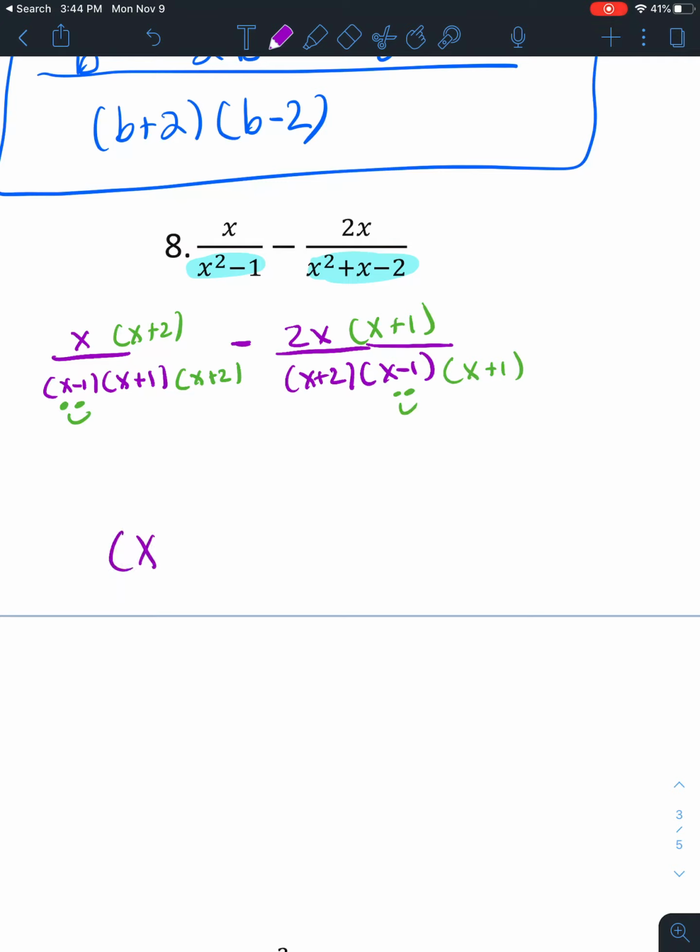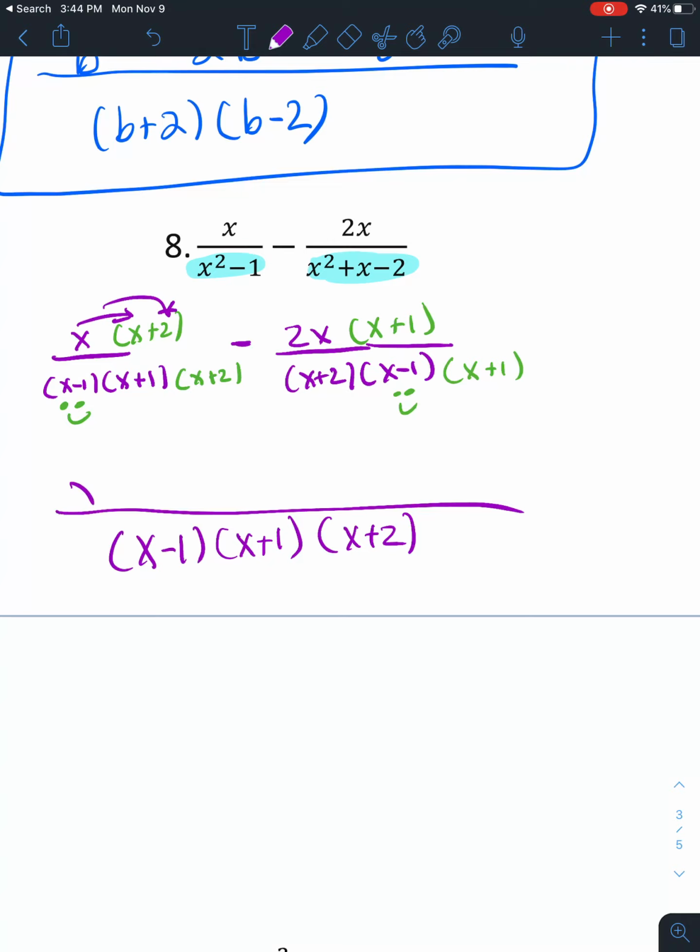So now I'm going to copy my denominator once. Okay, we got a lot of action in this one. And then we're going to distribute. So we get x squared plus 2x. And if you remember what I said earlier about this negative sign, it's going to get you in trouble. It's going to affect everything on the right. And we get this. Double check our math.